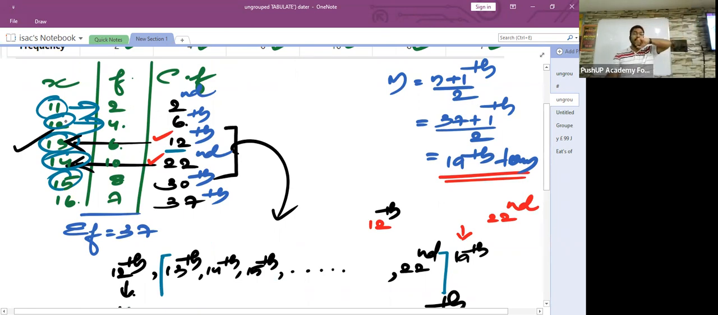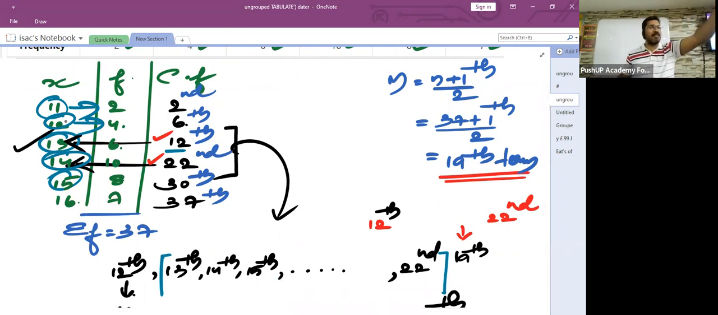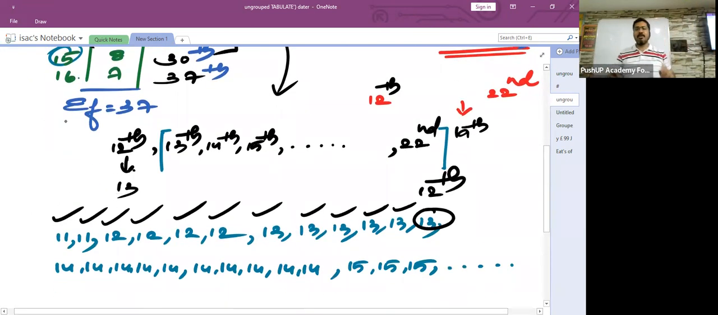No. What was my next question after that? What is the 13th term, isn't it? Look at the table and tell me what is the 13th term. 14, isn't it? So children, this is the 13th term. This is the 14th term, and it goes on like that, isn't it?